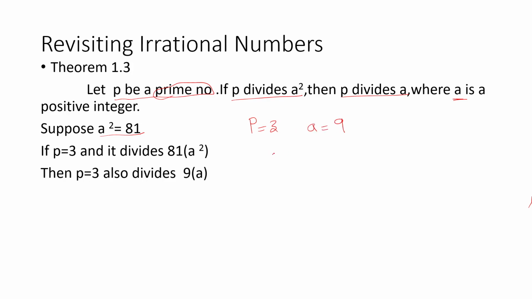So P divides A square, 81. So 81 by 3 is equal to 27. So P divides A square, then P divides A also, right? So we have taken a number as an example and proved. General proof we can do. Okay, is this clear? The theorem is clear. Let P be a prime number, any prime number. If it divides the number square, then that prime number will divide the number also.